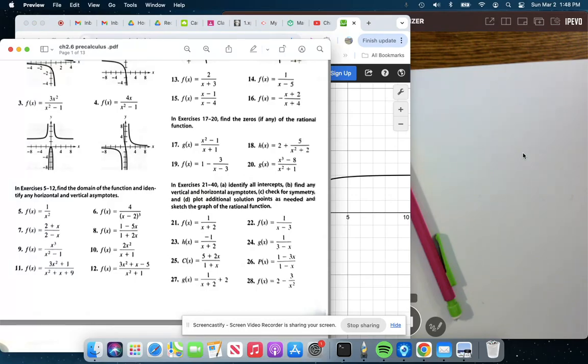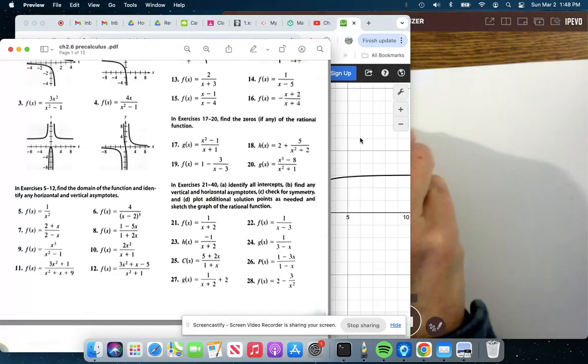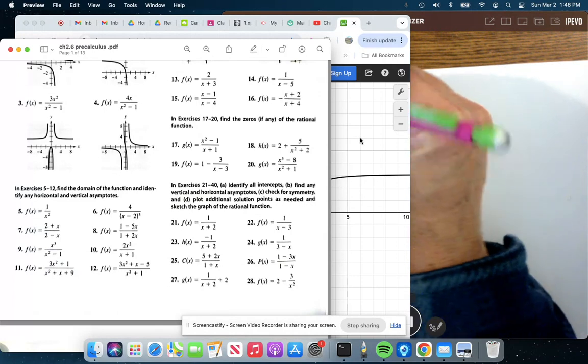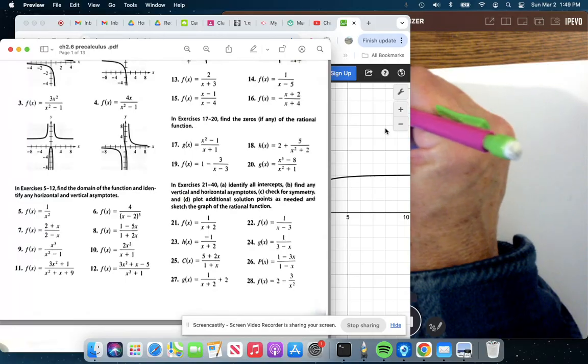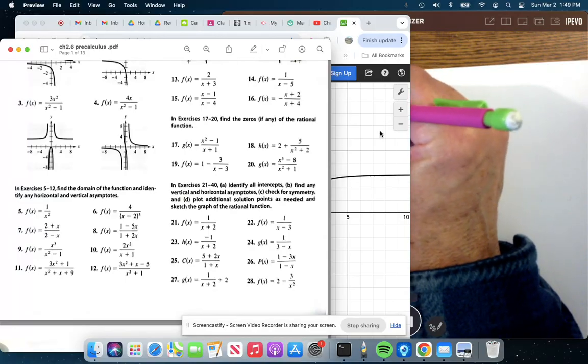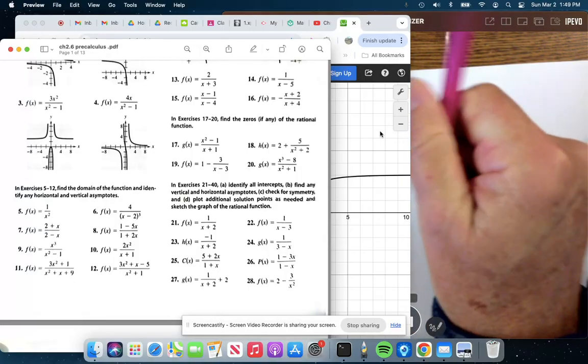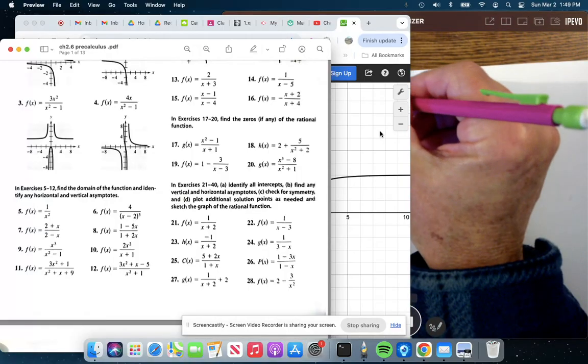All right, so let's look at number 18. Find the zeros. I think what I'll do is graph it first, and then we'll work it out by hand. So we're going to graph it and find the zeros, and then see if we can also find the zeros by hand. Let me write it down here first. Number 18 is h of x equals 2 plus 5 over x squared plus 2.